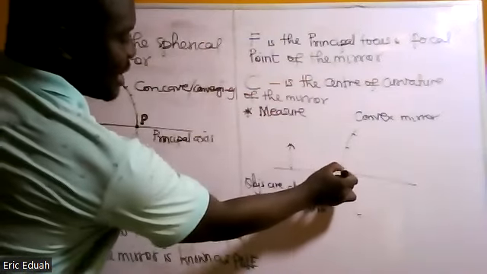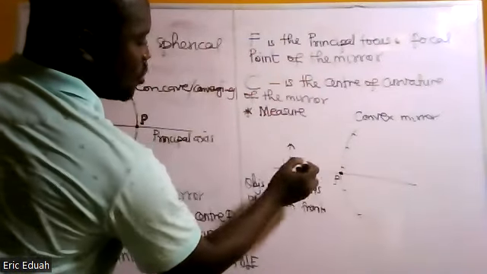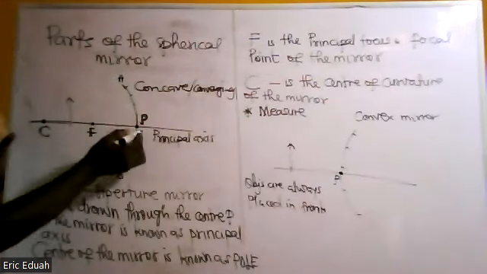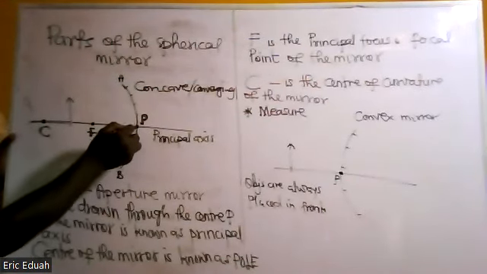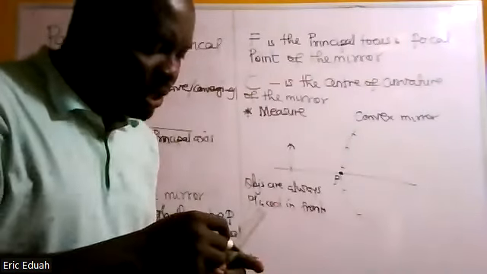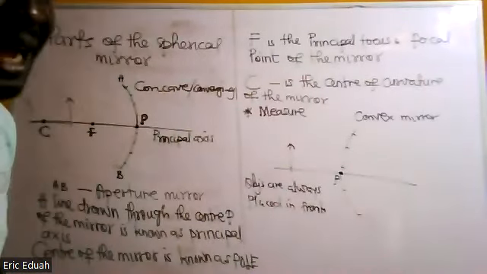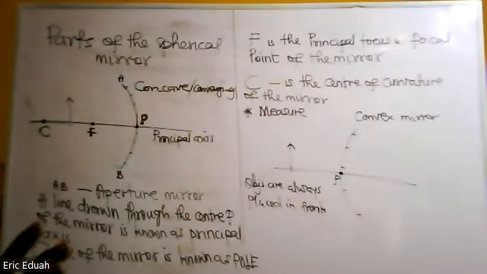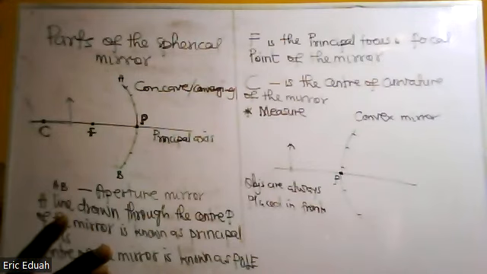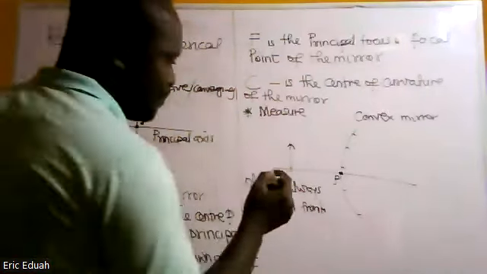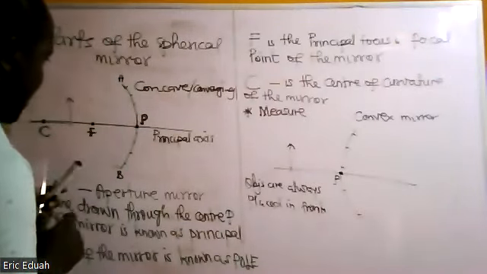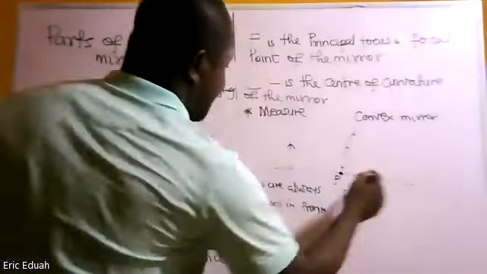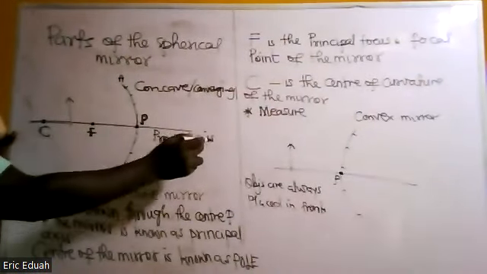So the object distance here will be from the pole to the object. The object distance, in the case of the concave, will be from the pole to the object. So generally, what we are saying is that measurements are always taken from the pole. Please, are you with me? That is it. This line is the principal axis, just as we saw here.